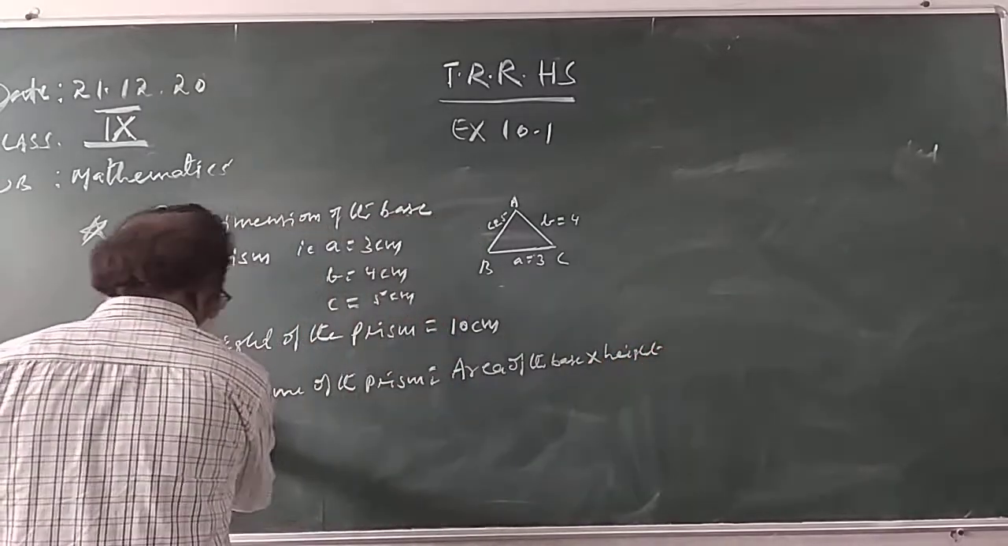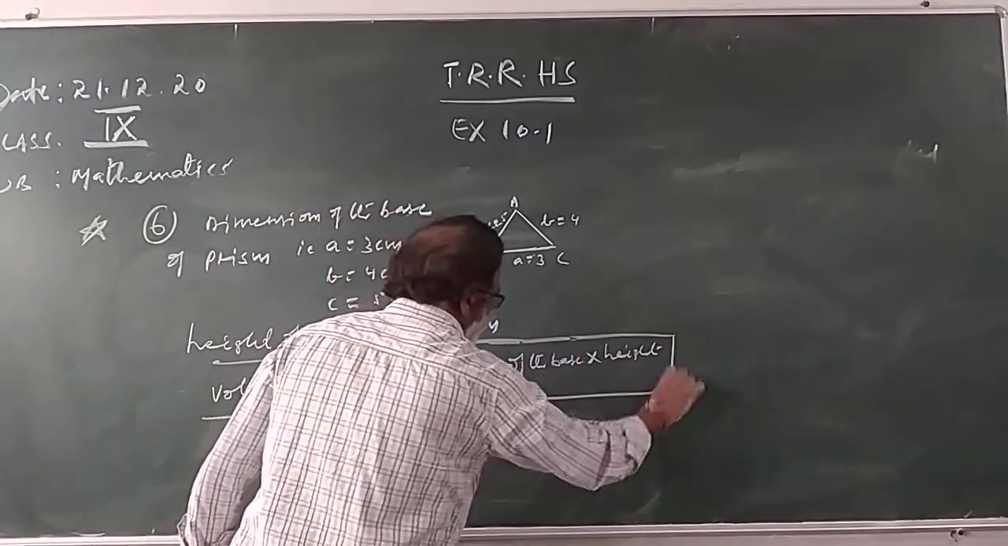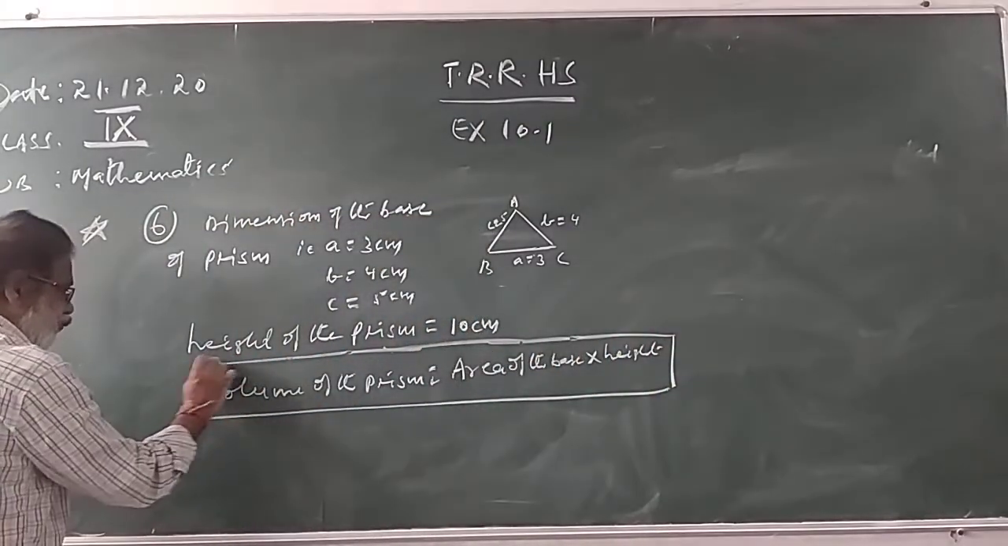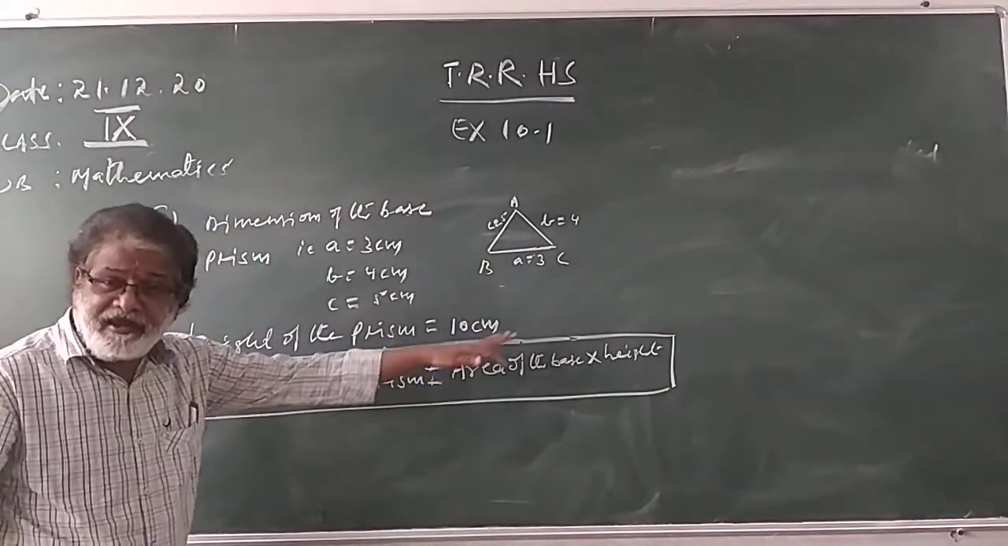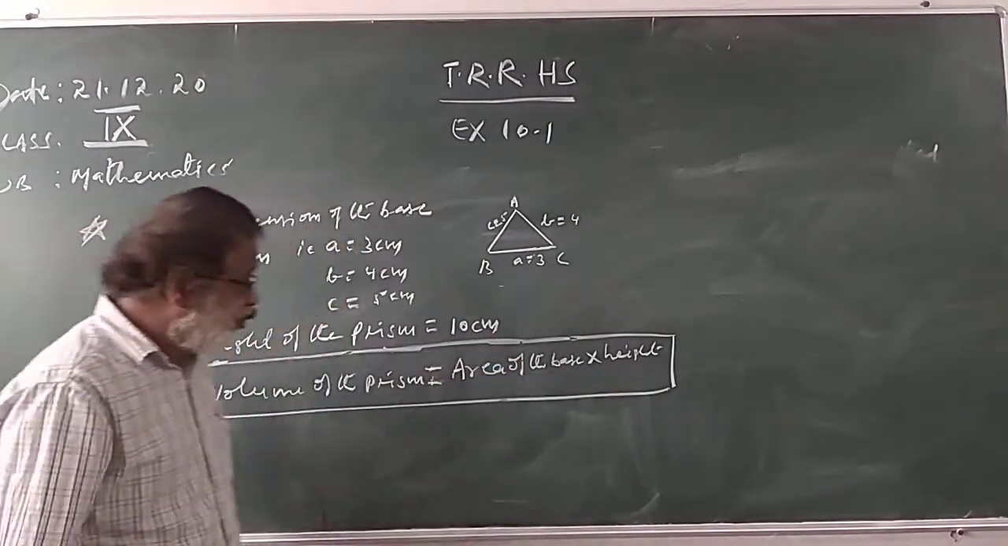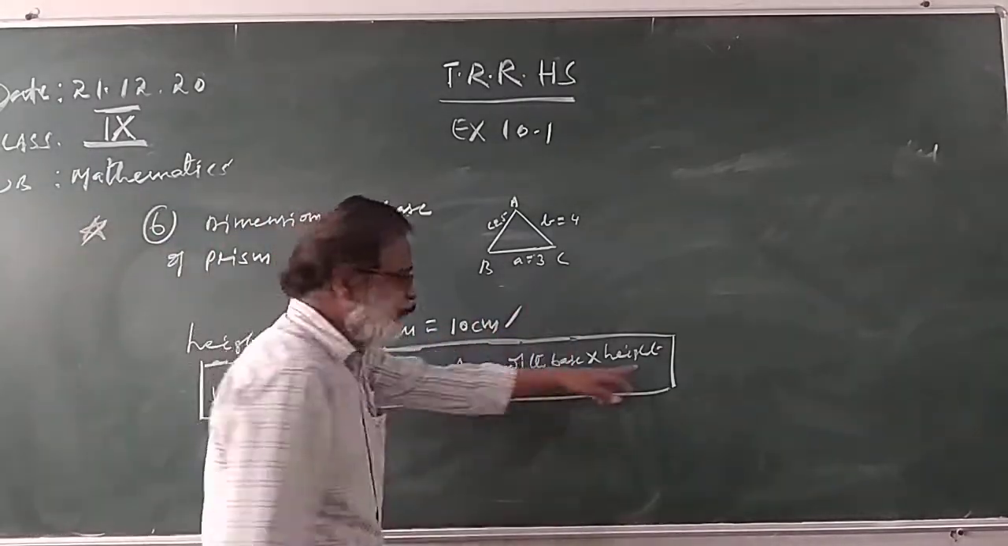Just highlight this. We need to find out the volume. What is my question here, what are they asking? We have to find out the volume of the prism. The volume of the prism formula is what? Area of the base into height. Do you know the height? Yes, it is given. The height of the prism is 10 centimeters.